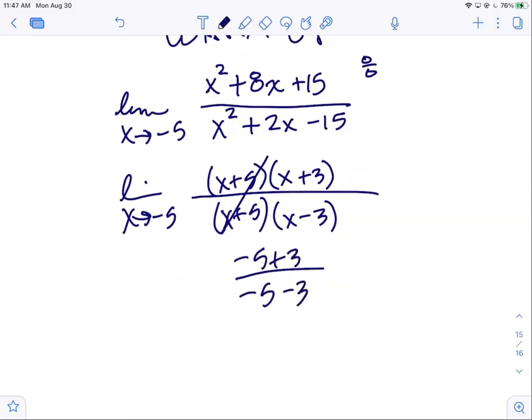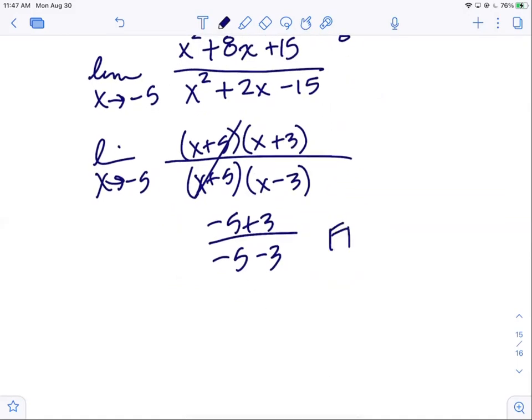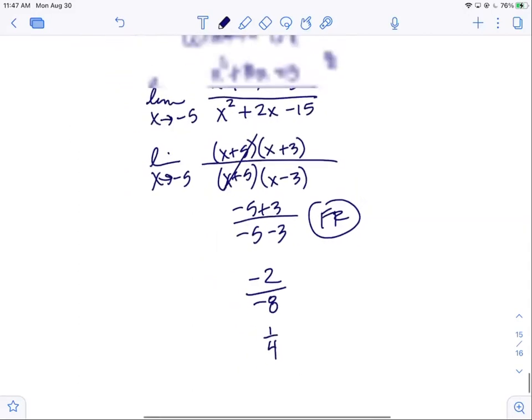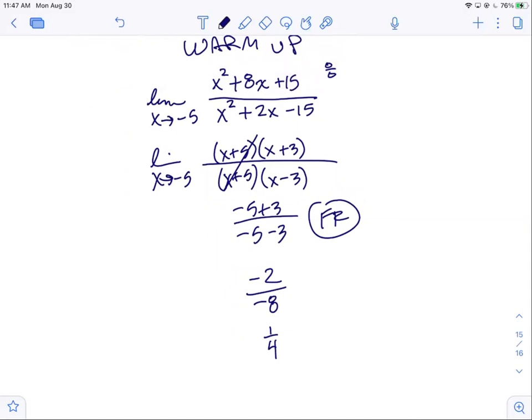If this is a free response question on a test, can I stop there? Yes, we got some medical terminology in the house. There you go. Yeah, you could stop there on a free response. Multiple choice, we have to keep going. -2 over -8, which simplifies to 1/4, right? So right now in this context, whatever that function, x squared plus 8x plus 15 over blah, blah, blah, has a hole at the ordered pair -5, comma, 1/4, right? And it also has a vertical asymptote where? At x equals 3. Yeah.